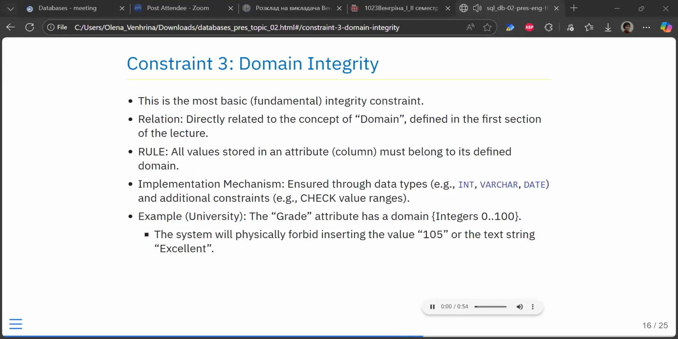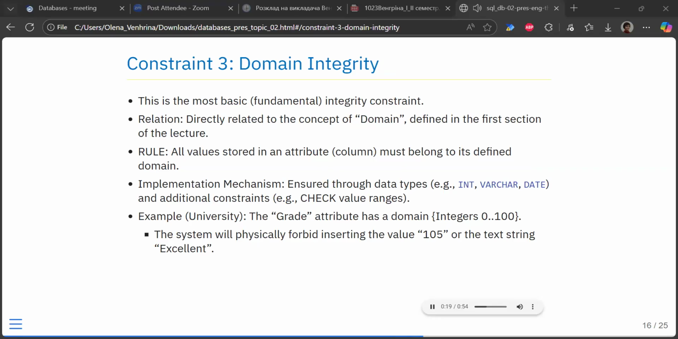And finally, the third, last, but most fundamental guarantee of the model is domain integrity. Remember, at the very beginning of the lecture, when we introduced terminology, we defined the concept of domain. We said it is a set of permissible values for a column. It is this constraint that guarantees that these rules are followed.